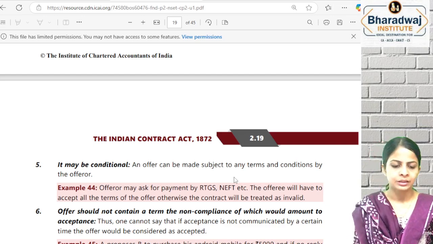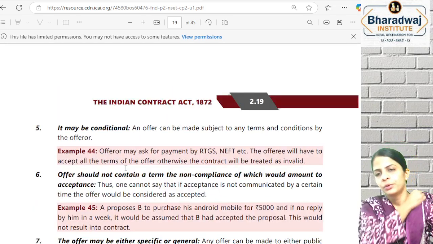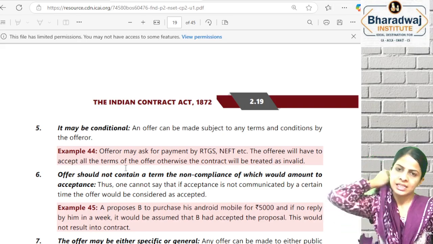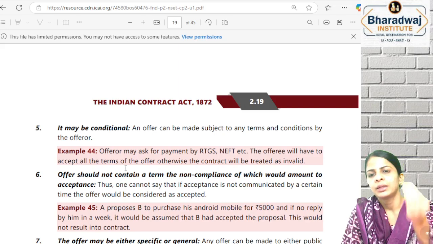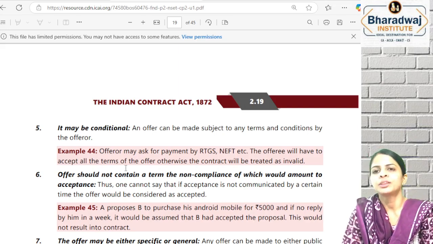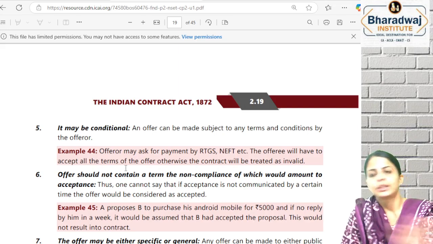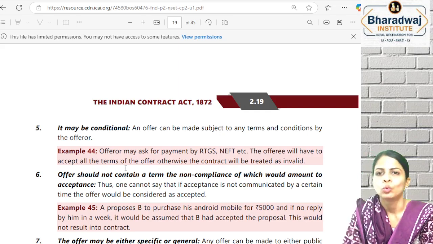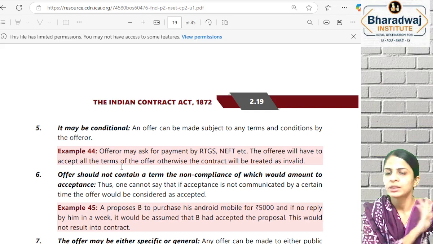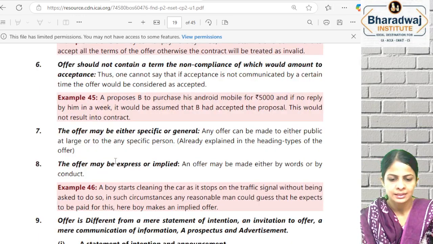Offer should not contain a term, the non-compliance of which would amount to acceptance. Now, supposing there is a contract between A and B. A is buying a car from B. He tells B, I will pay you 5 lakhs to buy the car. If you don't reply in 3 days, I will assume that I am the owner of the car, and I will send you the money. B did not reply. Can A assume that he will buy the car and send money? No. Clear? So if a term is there and B has not complied with it, it does not amount to a valid offer. Acceptance also has to be communicated. We will see that in acceptance.